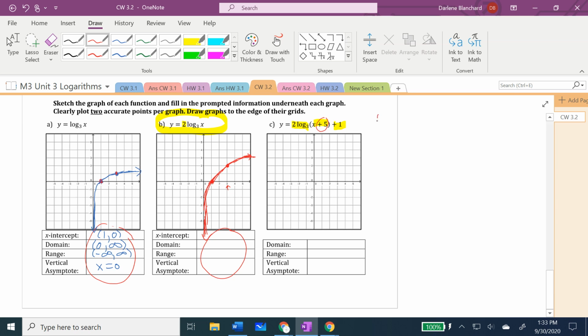Yep, we're going to move left 5 because we do the opposite operation when it's with the x. It says add 5, we say no, subtract 5, go left 5. But with the plus 1 outside the function, that's going to move it up 1.